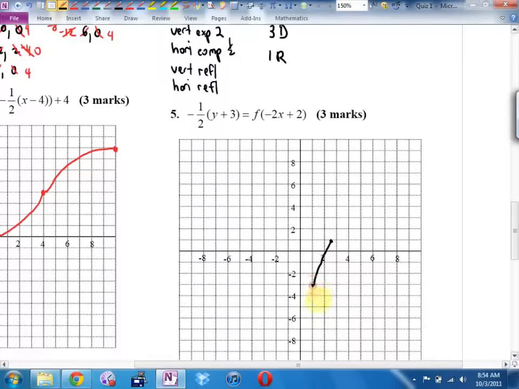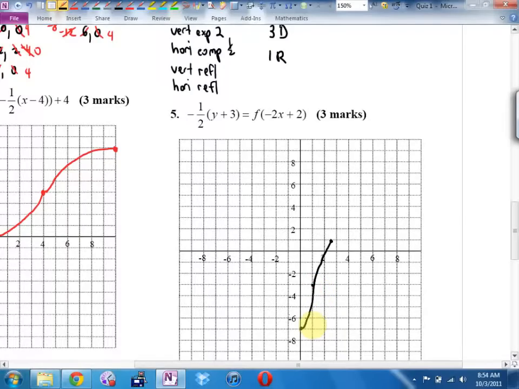2, 2 was the next one. Vertically expanded, four high, horizontally compressed, one right, vertically reflected, four down, horizontally reflected, one left, three down, 1, 2, 3, one right. You guys go through 0, -7? No? Yes?